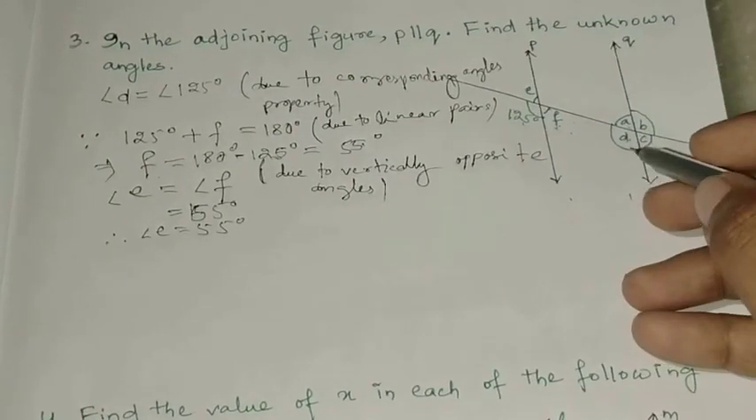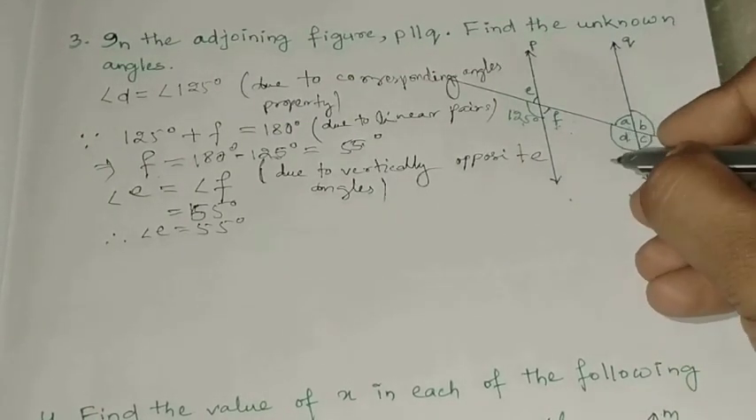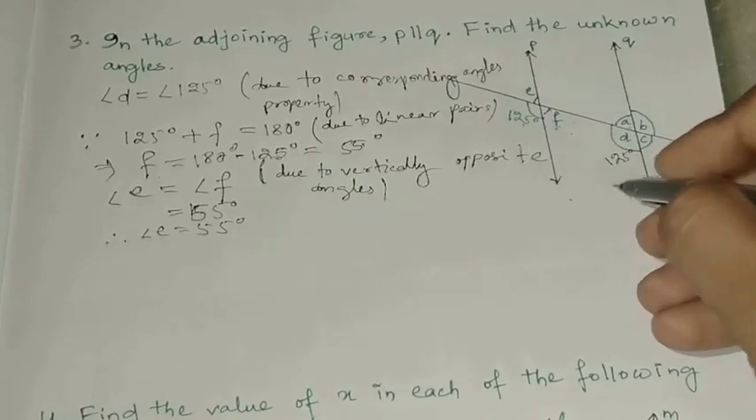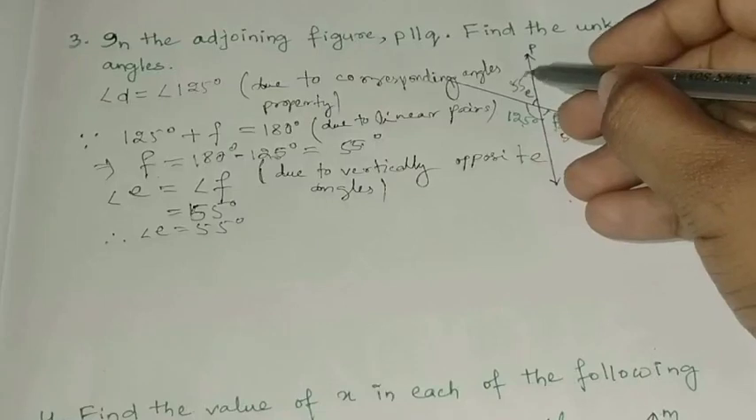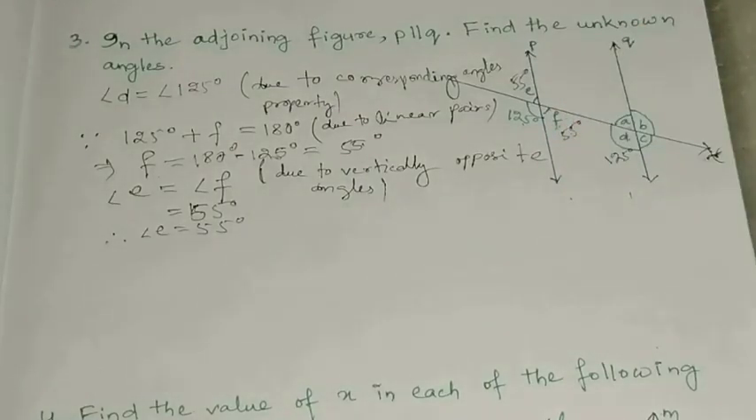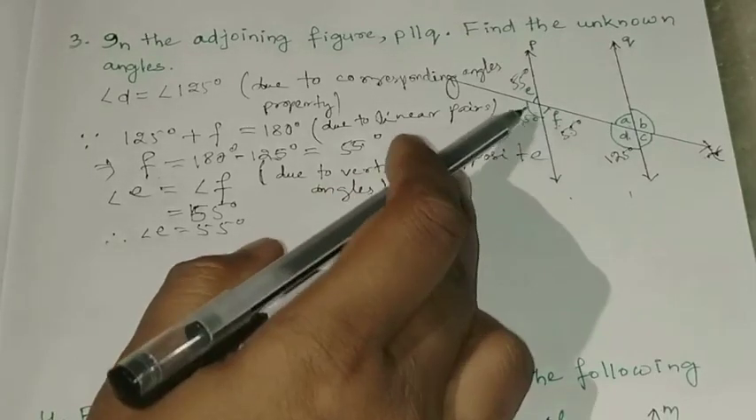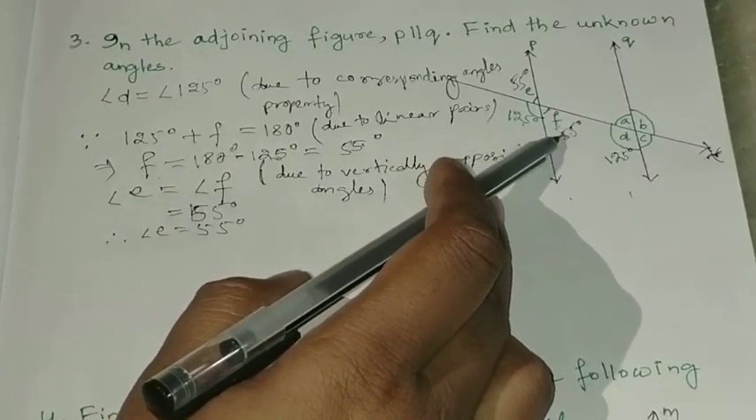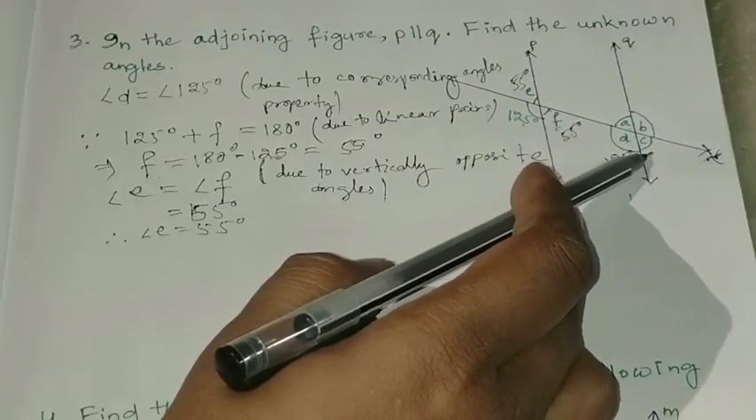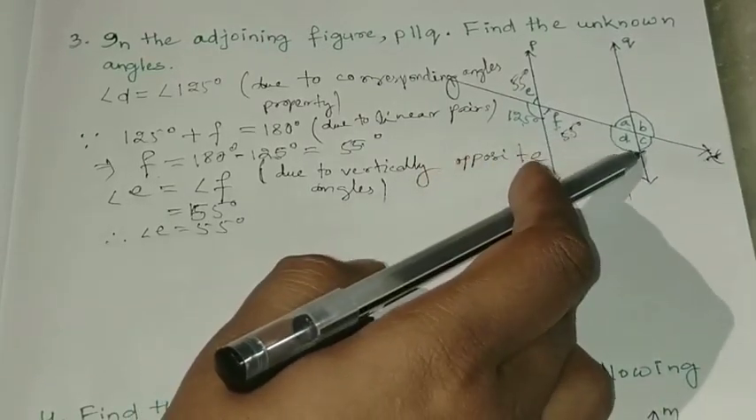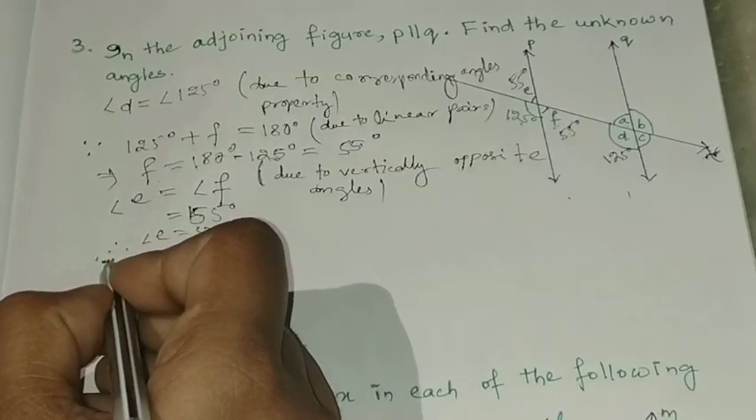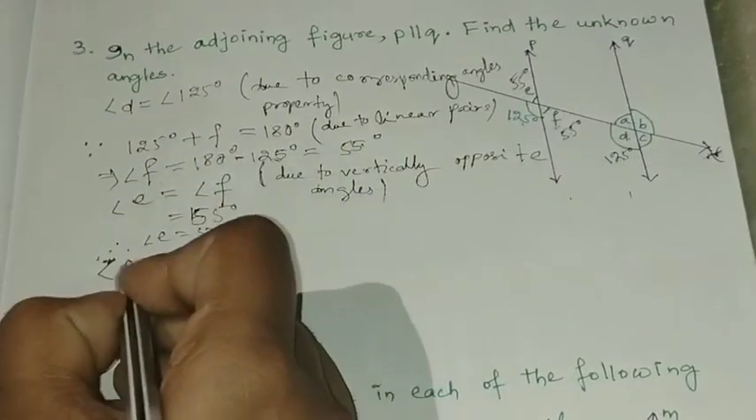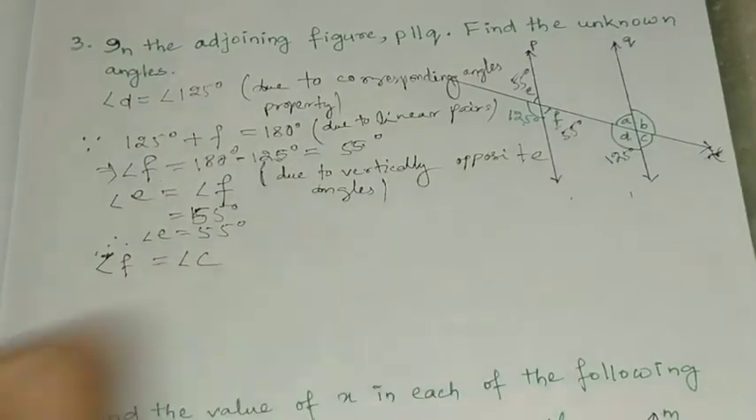So this one how much we got? This one is also 125 degree. Okay, and this is 55 degree, and this is also 55 degree. Next, look at here now. Angle F equal to angle C.